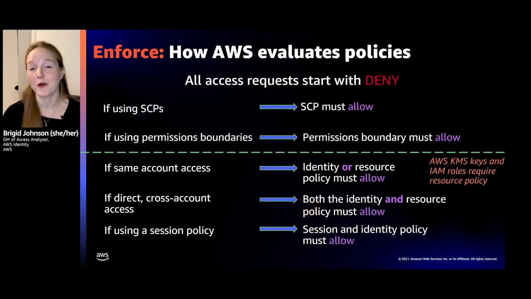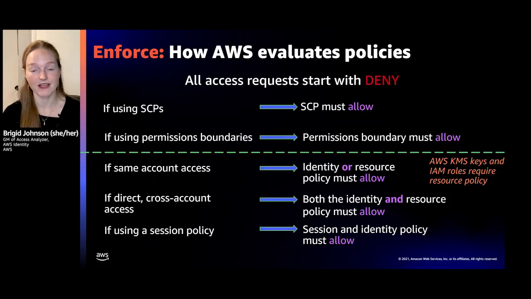All right, so how are all those policies that I talked about for specifying access evaluated together? This is how I think about it. First of all, access is denied by default; it starts with a deny. If you're using SCPs, that means there's an SCP that you have specified, and the SCP must allow access. If you're using a permission boundary, that means you've applied a permission boundary, and the permission boundary must allow access. Okay, those are the restrictions. We haven't gotten to granting yet. If you are in the same account, the identity policy or the resource policy must allow.